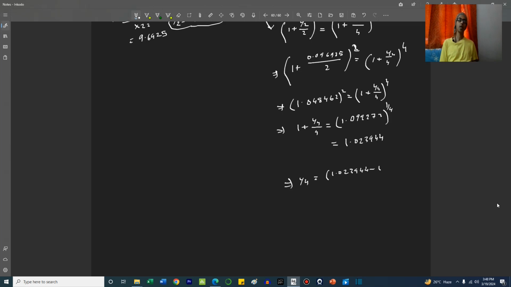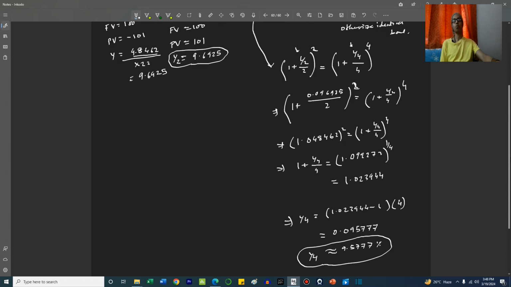Therefore, y4 becomes (1.023944 minus 1) into 4. This is equal to 0.095777, or 9.5777%. This is our annualized yield when the compounding is quarterly.